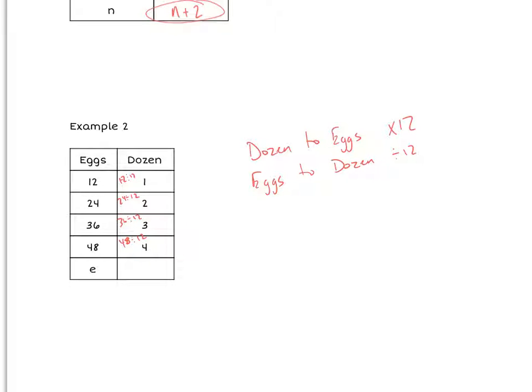So now if I have a variable of e, what would my expression be? Well, e divided by 12. So you're seeing, what do I do to go from the left column to get to the right column? And sometimes they'll be written vertically, and it'll be how do I go from the top to the bottom. So you're trying to figure out what expression works for every single one of those.